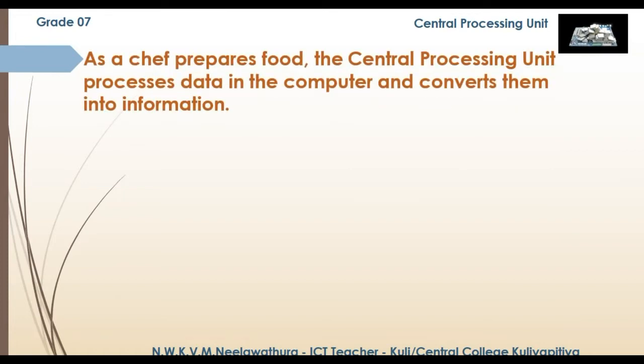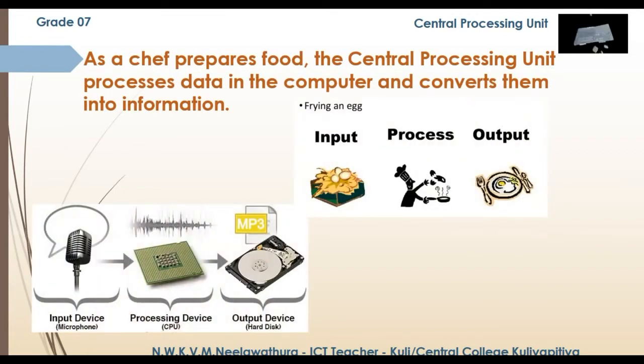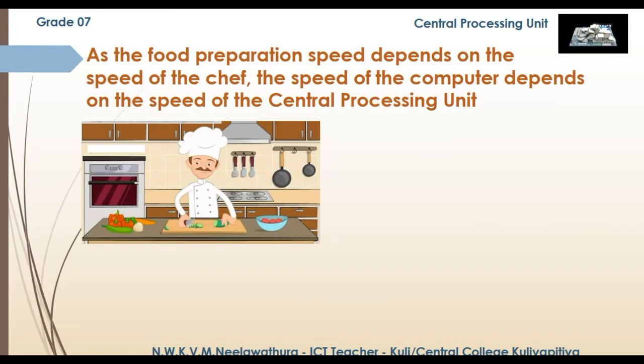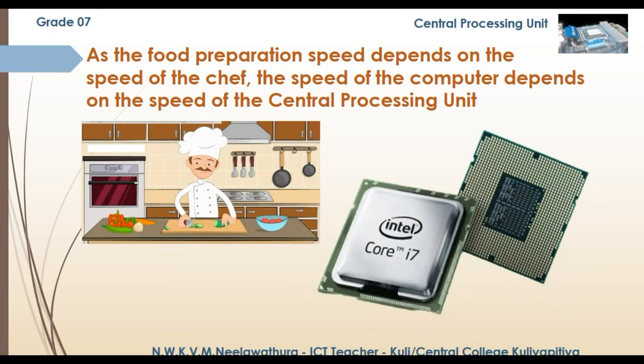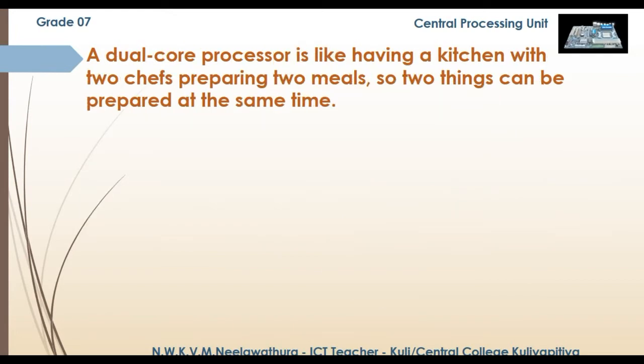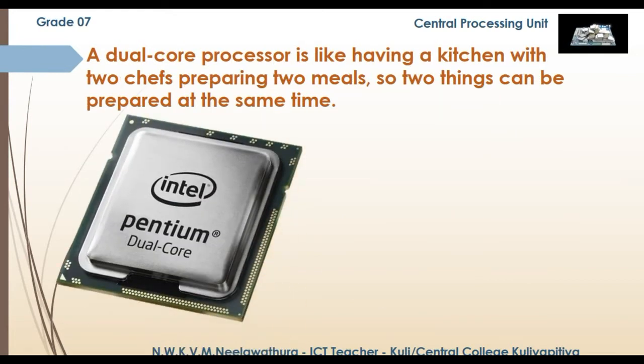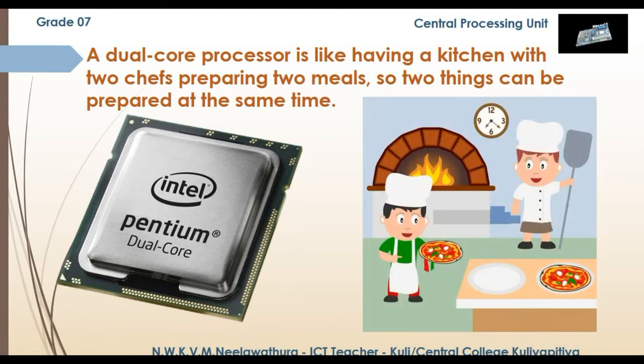As a chef prepares food, the central processing unit processes data in the computer and converts them into information. As the food preparation speed depends on the speed of the chef, the speed of the computer depends on the speed of the central processing unit. A dual-core processor is like having a kitchen with two chefs preparing two meals, so two things can be prepared at the same time.